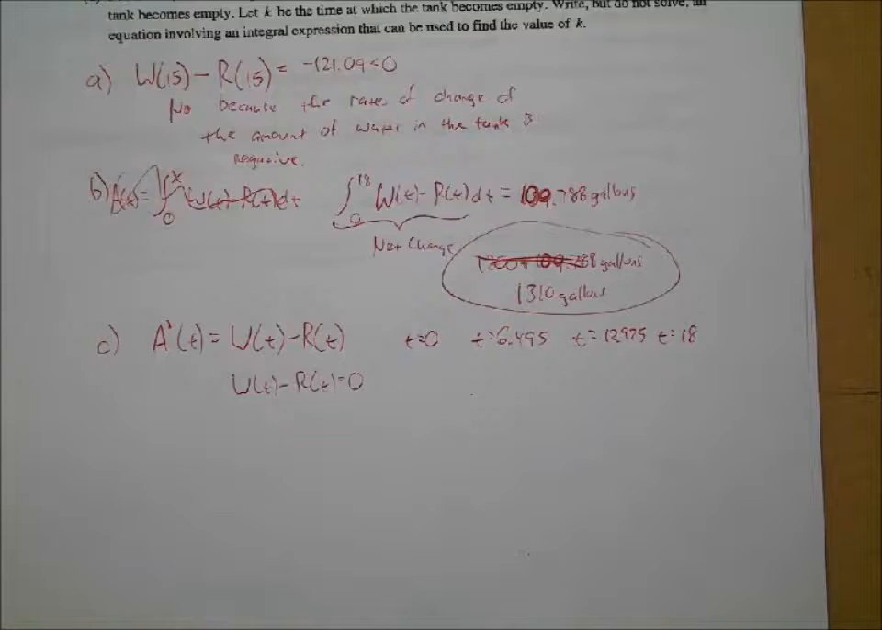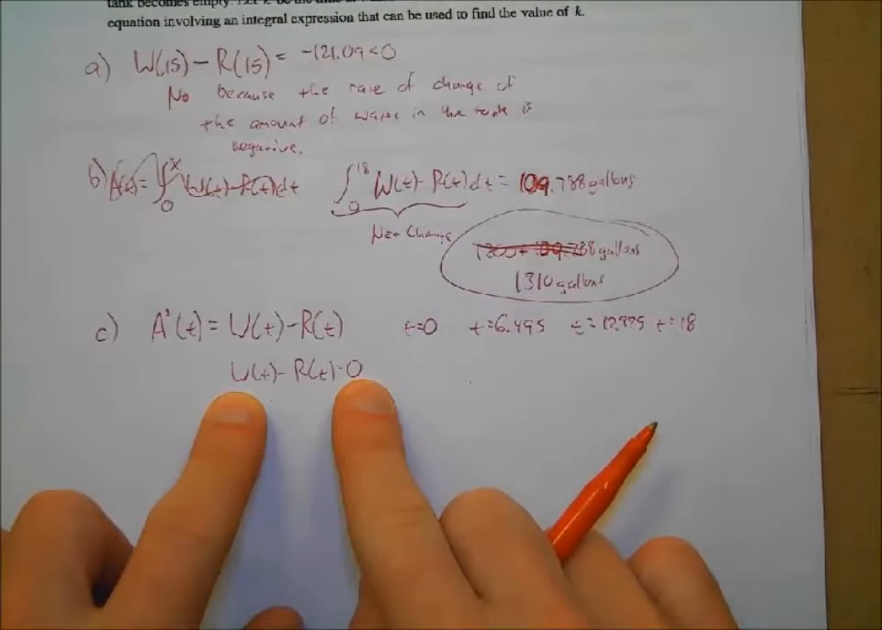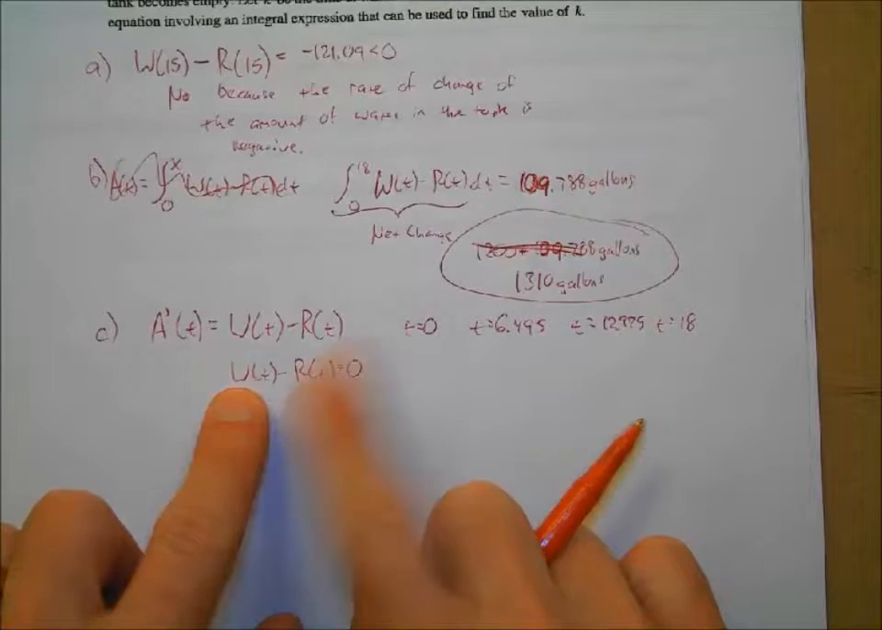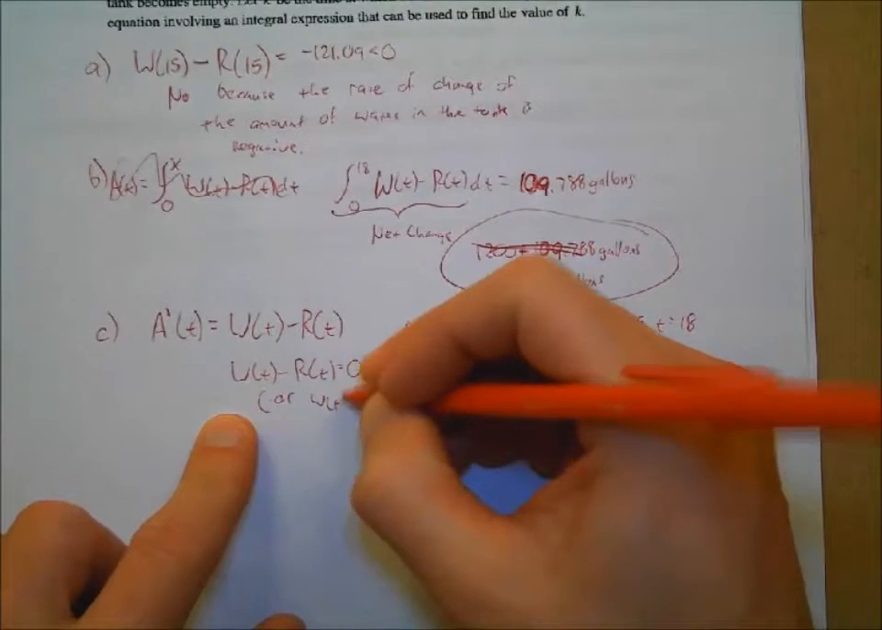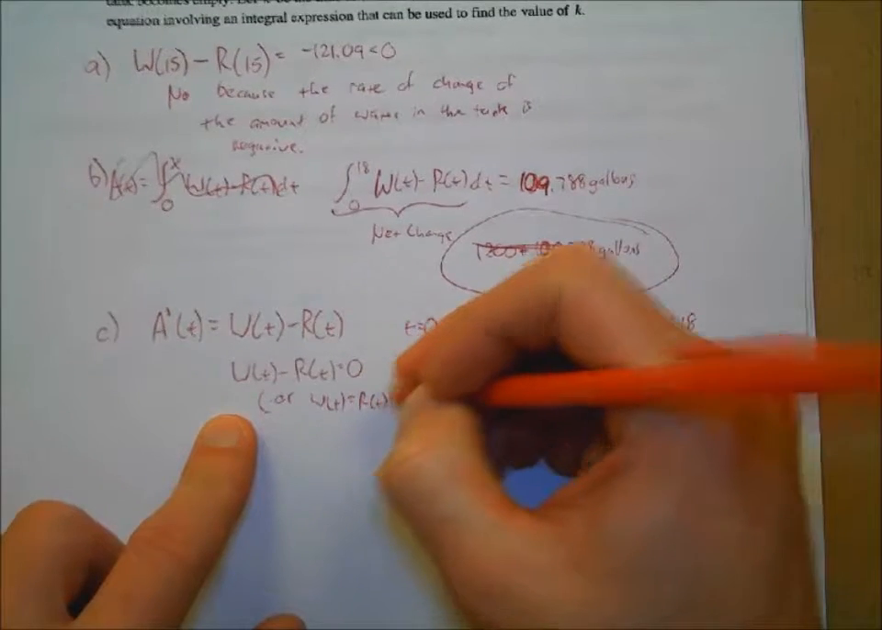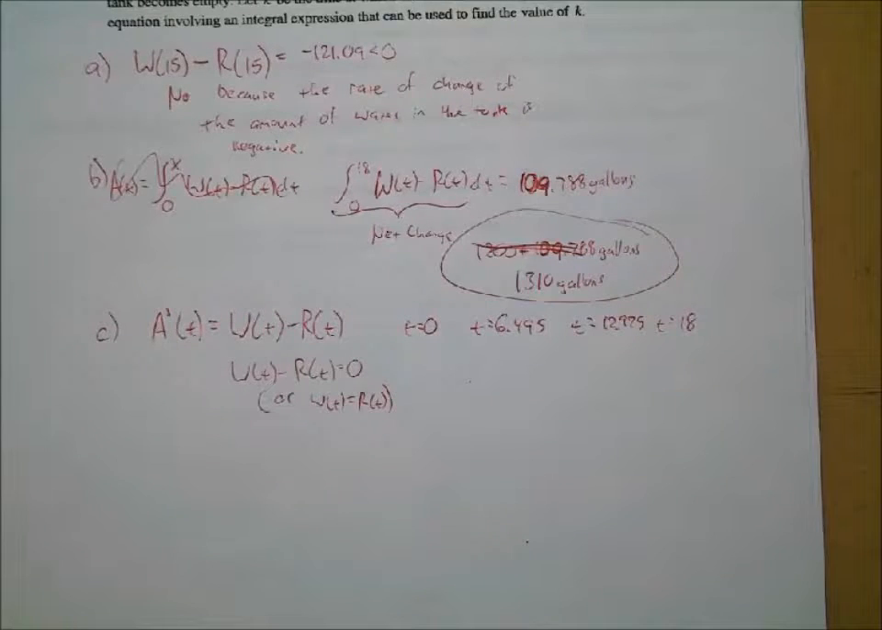So, alternatively here, instead of subtracting these and seeing when they equal 0, you could also see when W of T is equal to R of T. Right? Because if you add R of T to this side, you want to see when they're the same thing. So you can also just see where they intersect. Where does Y1 intersect with Y2 there? That's another option.